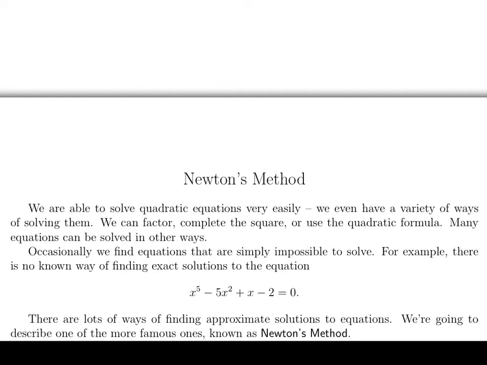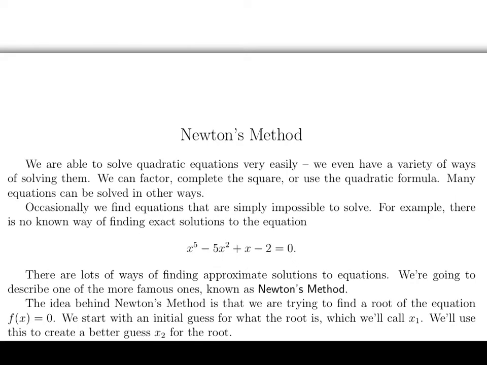What we'll do now is describe one of the more famous solution methods, and this is called Newton's method. The idea behind Newton's method is that we're trying to find a root of the equation f of x equals 0. So we'll start with a guess for what the root is. We're going to call this guess x1. We'll use that guess to create a better guess, which we'll call x2. Then we'll use x2 to create an even better guess x3, and this process can continue on indefinitely. The farther along we go, usually the better the guesses will be, the closer they'll get to the actual root.